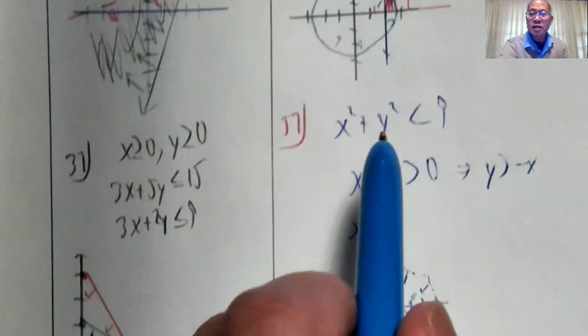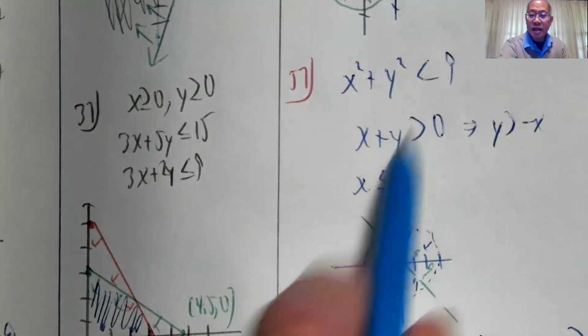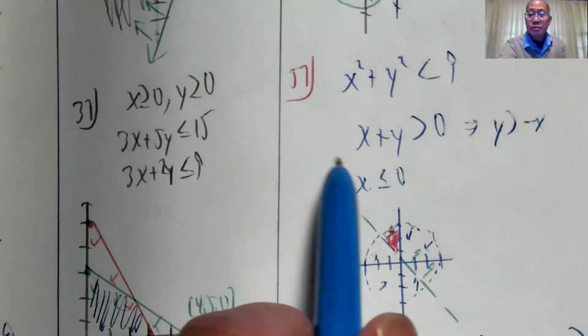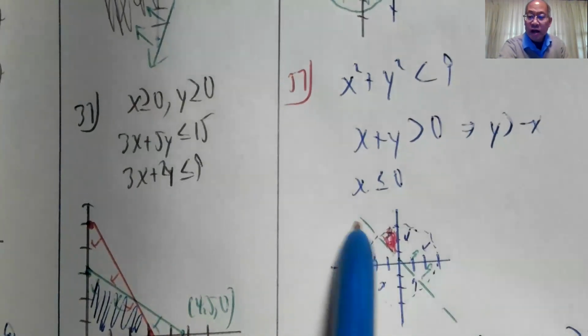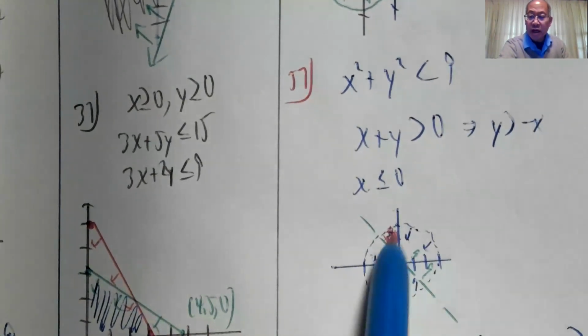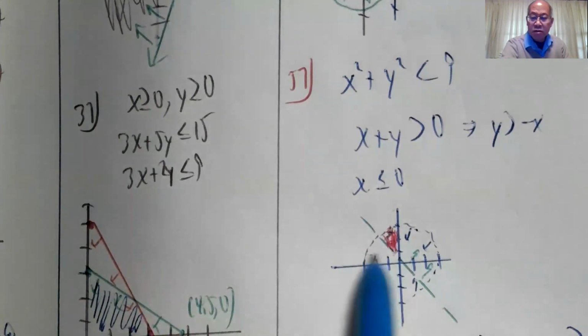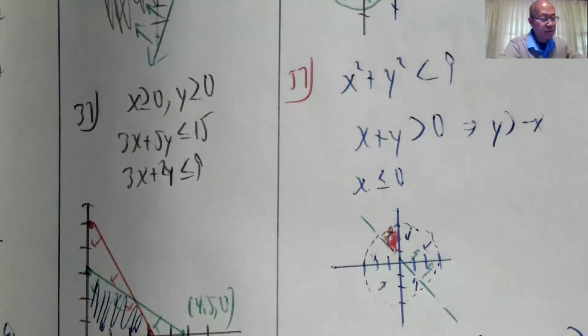57, x squared plus y squared is less than 9. That's a circle centered at the origin, radius of 3. And less than means inside. So I have some arrows pointing in. X plus y is greater than 0. That's saying y is greater than negative x. Y equals negative x is here. Greater than is shading above. So I have in the green everything above. And then x is less than or equal to 0 means I'm in quadrants 2 or 3. So that leads me to this region right over here that I have.